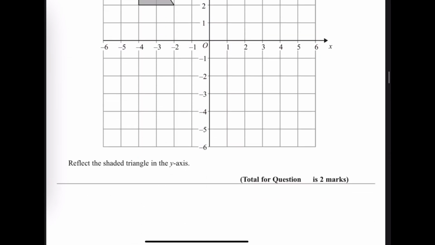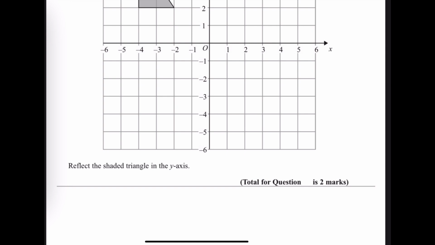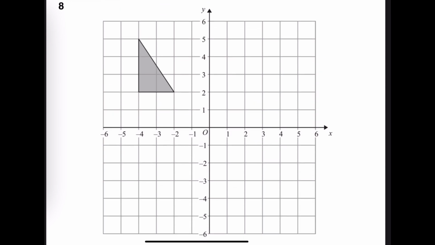Question 8. Reflect the shaded triangle in the y-axis. Since they said to reflect it on the y-axis, we will be reflecting, and this is the line over here. Now it's a matter of just counting the boxes. So we take every single corner. We'll start with this corner over here. This is 2 away from the y-axis, so all we're going to do is make it 2 away on the other side. So it'll be over here.